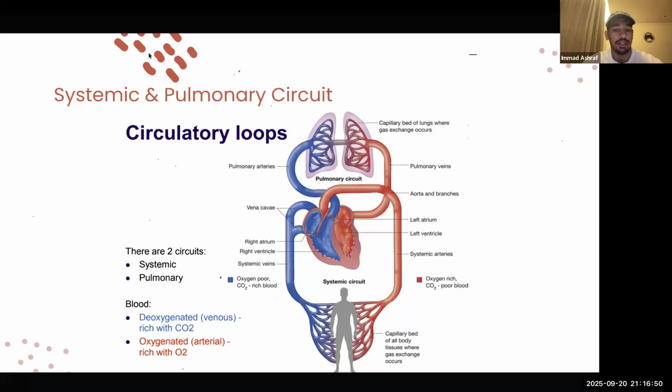Now this blood is in the left atrium. The left atrium contracts. The blood goes to the left ventricle because of the opening of the bicuspid valve. Now the blood is in the left ventricle. The left ventricle contracts. The aortic valve opens. The blood goes to the aorta. It goes to the rest of the body. This is oxygenated blood. It goes to everywhere in the body.